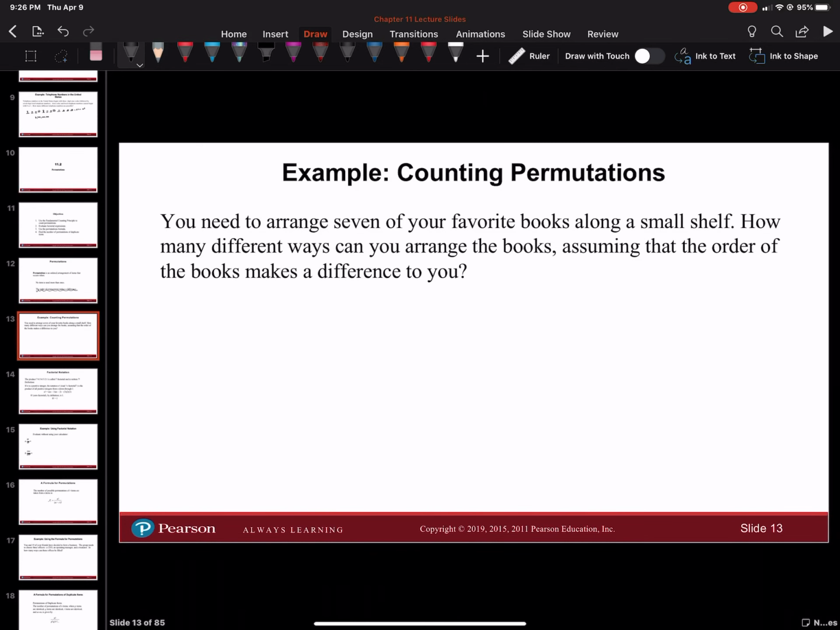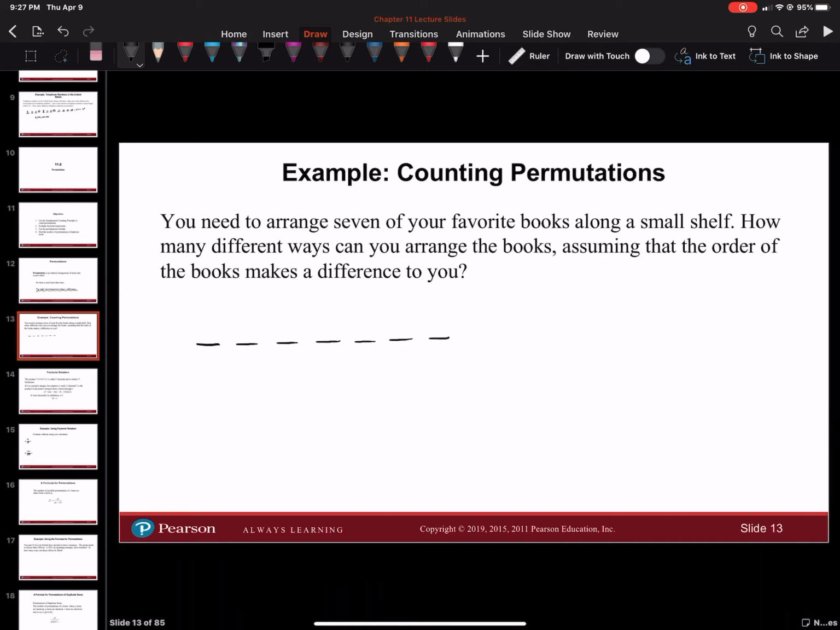So, you need to arrange 7 of your favorite books along a bookshelf, a small shelf. How many different ways can you arrange the books, assuming that the order of the books makes a difference? What I tell people is to make sure you keep track of what you're using. You go ahead and draw some dashes. Usually, I do boxes. All right, so as you see, I drew 7 dashes.